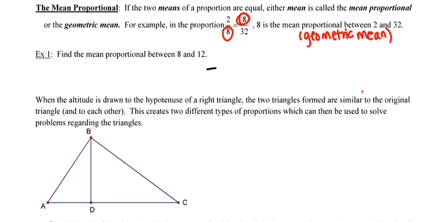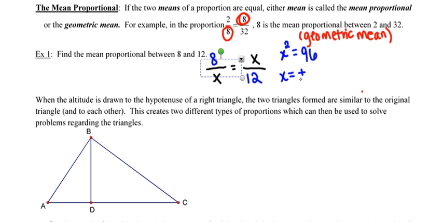Sorry, 2 and 32. So in example 1, if they want us to find the mean proportional between 8 and 12, we're going to set up a proportion where our means numbers are exactly the same. And since that mean proportional is what we're looking for, I'm going to call that x. The two numbers that it's the mean proportional for are 8 and 12, and I'm going to put those in the other two positions in my proportion. So now when I cross multiply in order to solve, I find that x squared is equal to 96. And when I take the square root of both sides, I find that x can be either the positive or the negative square root of 96.